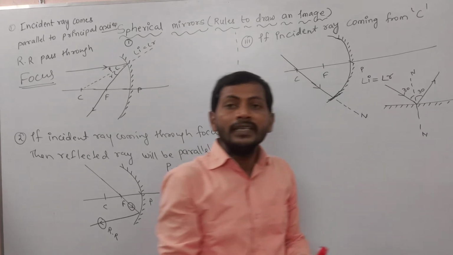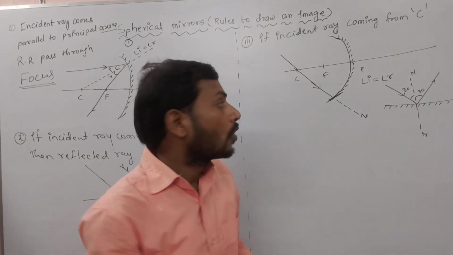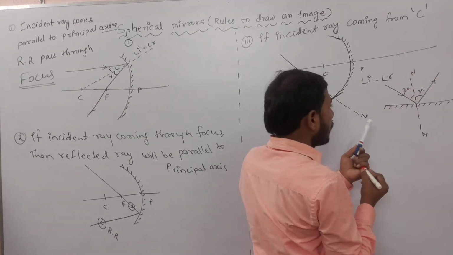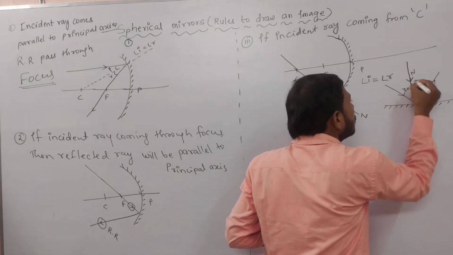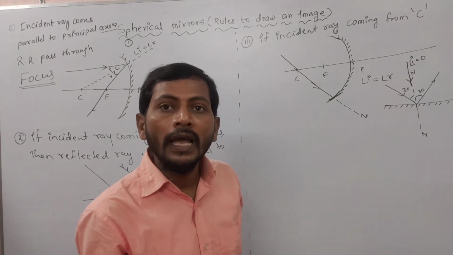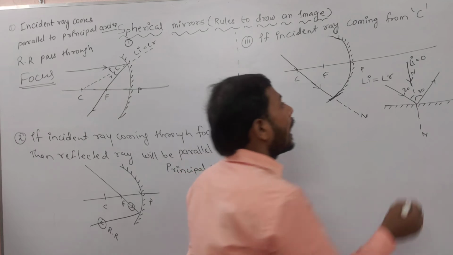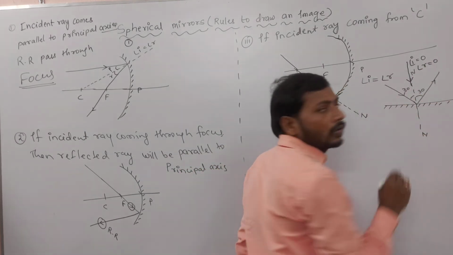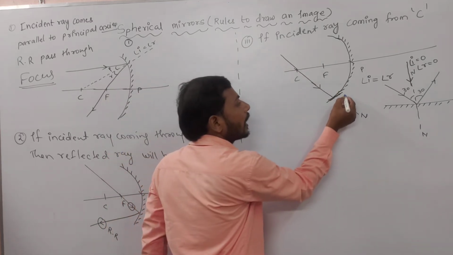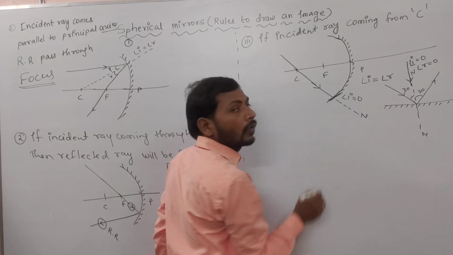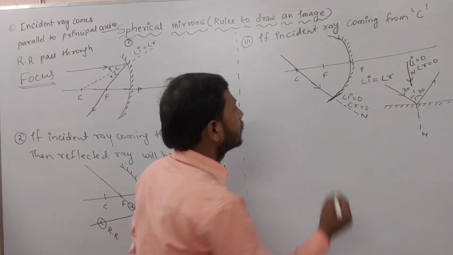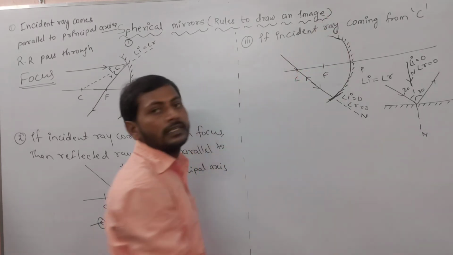So now when the incident ray coincides with the normal, if the incident ray is coming from here, angle I equals how much? 0. If angle I equals 0, according to the reflection, angle R also how much? Angle R also 0, sir. Now observe here also, the incident ray is coming along the normal, so angle I equals 0. Then angle R should be 0. Then the reflected ray will move in the same path in the opposite direction.